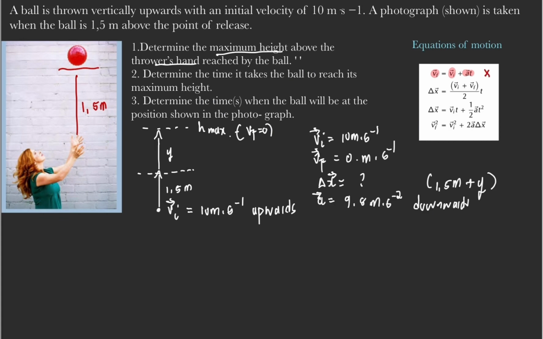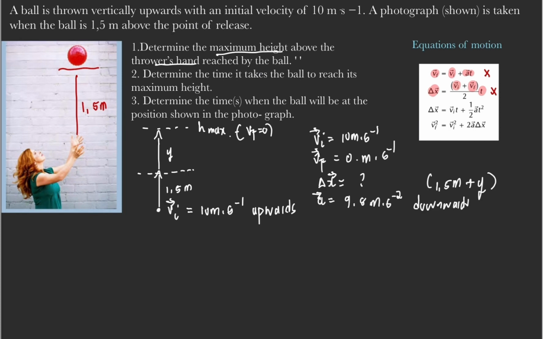Then you check the second equation. With this equation, I can look for change in x, which is the distance. Am I looking for the distance? Yes. Do I have initial velocity? Yes. Do I have final velocity? Yes. Do I have time? No. It means we cannot use this formula because we do not have time to calculate what we are looking for, which is change in x. So this formula has failed. You cannot use it.